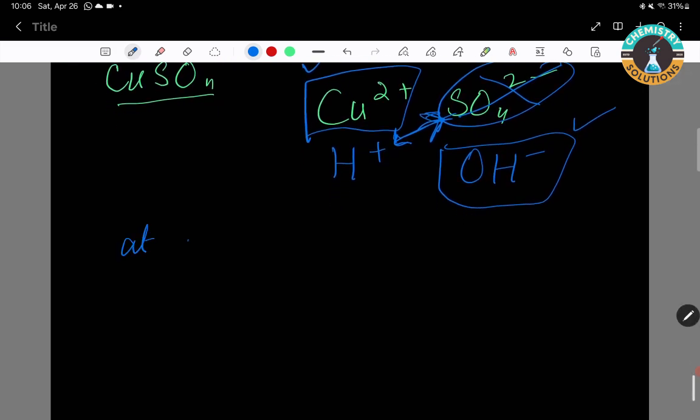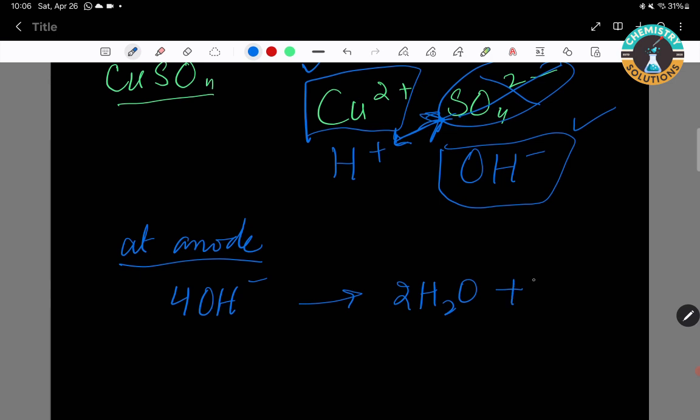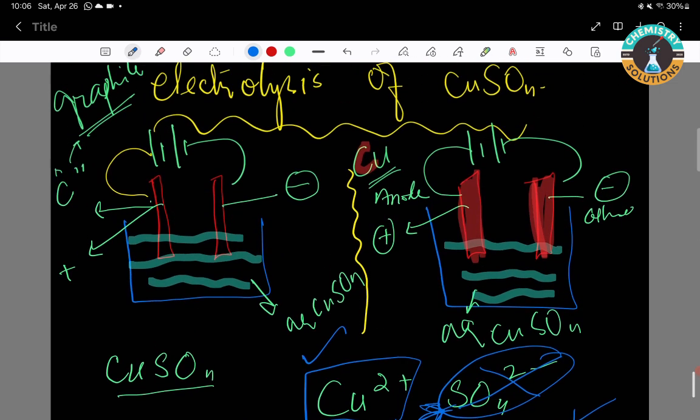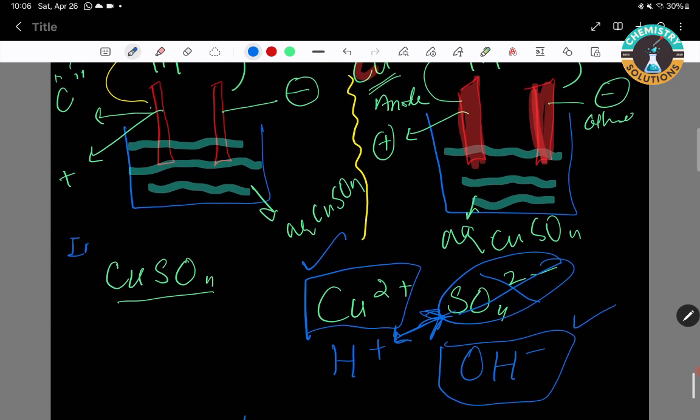Now come to the anode. Look at the products. 4OH- gives us 2H2O, water, and oxygen, along with the loss of 4 electrons. You all must remember and memorize it. Now come to the cathode. Copper ions will take up electrons and give us copper metal. You can balance it: 2 copper ions will take 4 electrons to become 2 copper metal atoms. This is the reaction when we are using inert electrodes. So this was the story of inert electrodes.